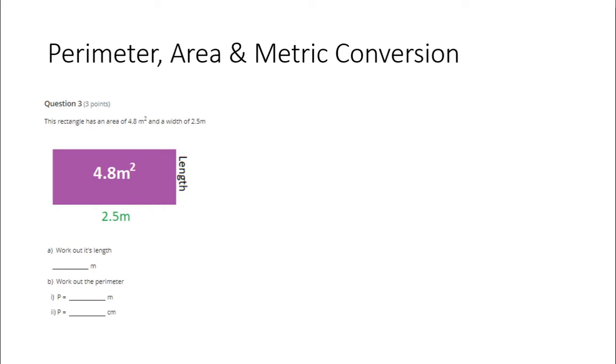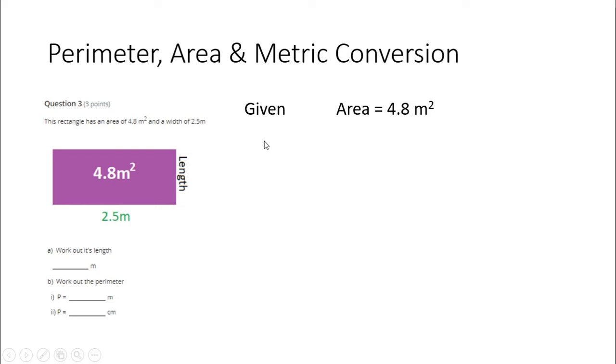Next we've got perimeter, area, and metric conversion again, but this time it's not converting units of area, so this one should have gone a bit easier. Here you are given the area of the rectangle and the width of the rectangle, and we need to work out its length. Once again, when we're given its area, we should start with that formula.